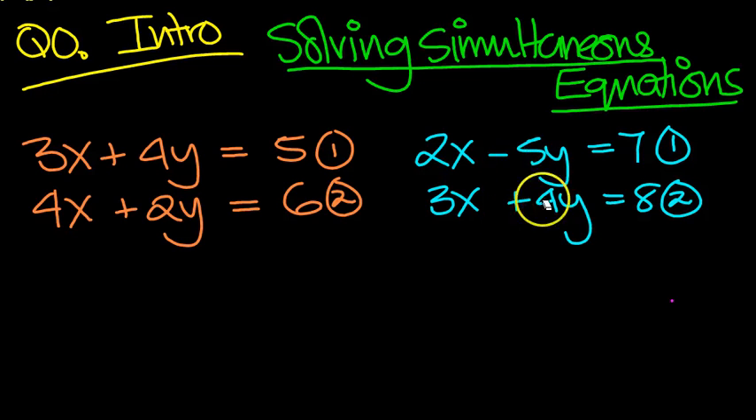If they're opposite signs, then we can simply add so many of these and so many of these together, so that in this instance the y's disappear. If the x's are opposite signs, then we would do the corresponding method for the x's.